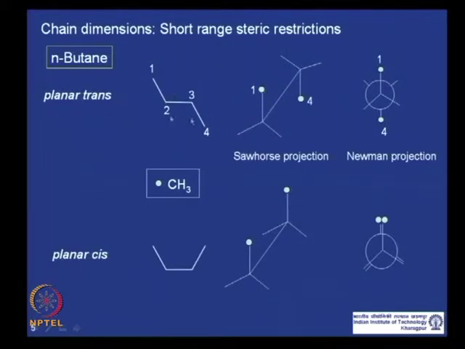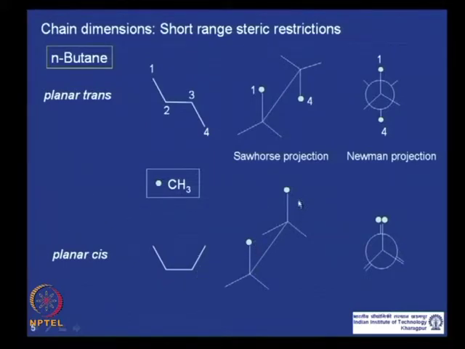Now, this configuration we can put in 2 types of conformations, Sawhorse projection or Newman projection. In this case, the 1 methyl group and 4 methyl group are trans to each other. So, we are calling this conformation planar trans, and we can show this conformation in Newman projection like this. These dots are CH3.